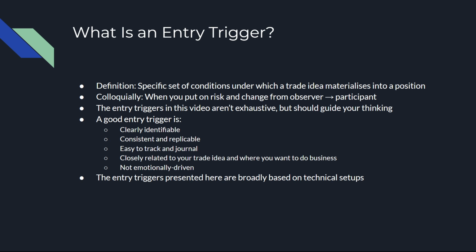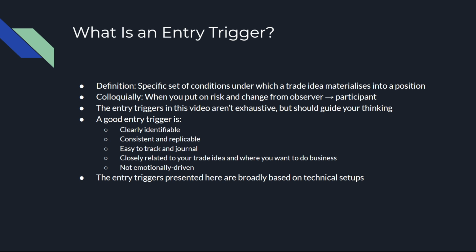They should be closely related to your trade idea and where you want to do business. It's one thing to say, I think I want to take a long trade at 20k, and then the market's at 23k, and then you start trading there. Your entry trigger should have a decently close relation to where you think is a good area to do business. So those two things should be relatively proximate to one another.